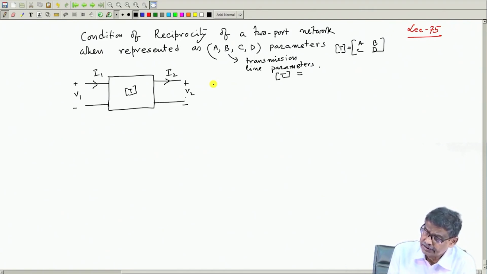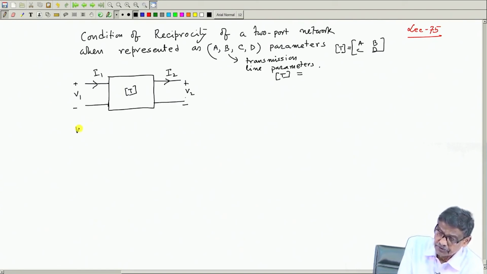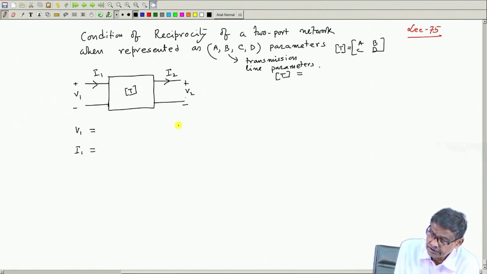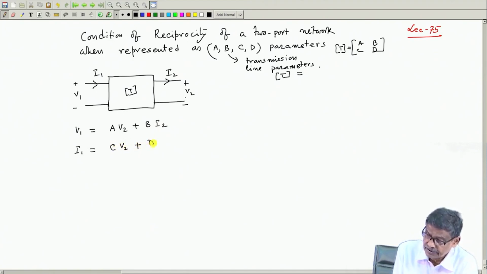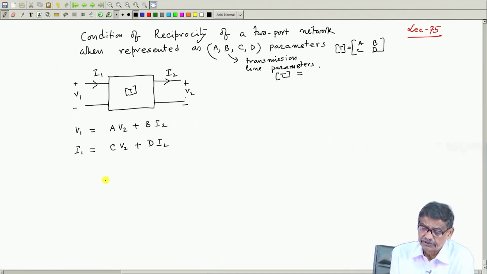The basic equations are: the input quantities, sending end voltage V1 and sending end current I1 of a transmission line, are represented in terms of receiving end voltage and receiving end current, that is V1 equals A V2 plus B I2, and I1 equals C V2 plus D I2. These are the fundamental equations. But once again I have to find out the V1 by I2 relation.